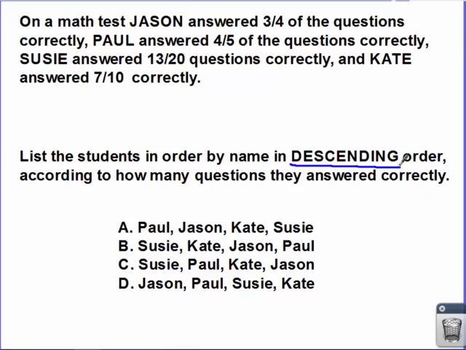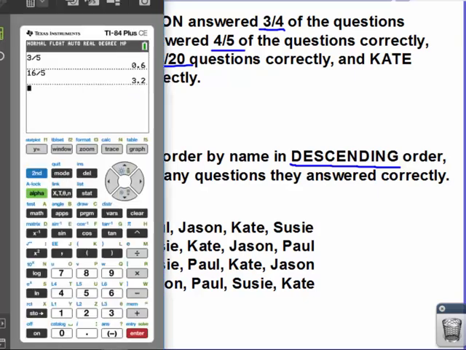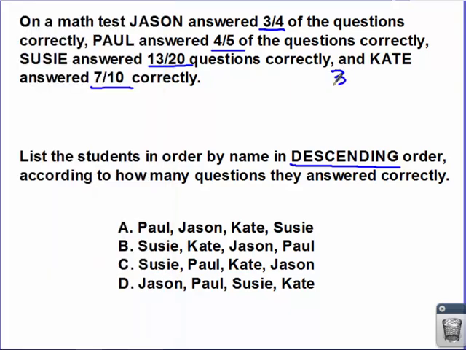Now each one of those is a fraction, and I'll be real honest, fractions are not my friends when it comes to putting things in order. So one of the easiest things to do is get our calculator and change each one of them to a decimal. Here's my calculator. The first one is 3/4. So I do 3 divided by 4, and we hit enter. So we know 3/4 is 0.75.